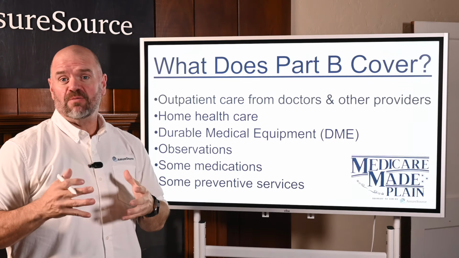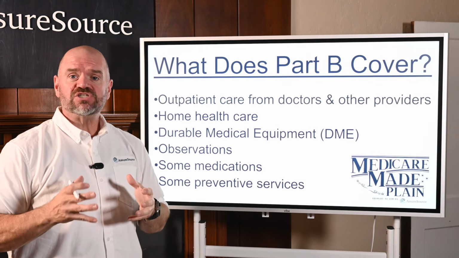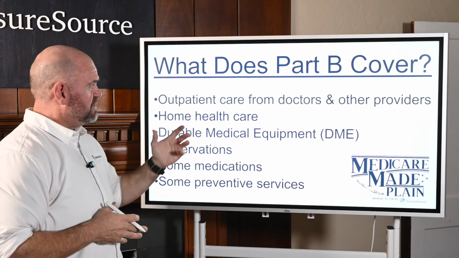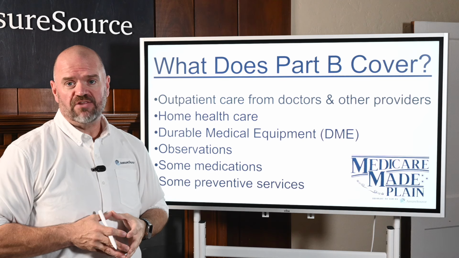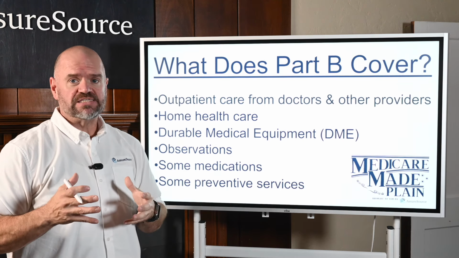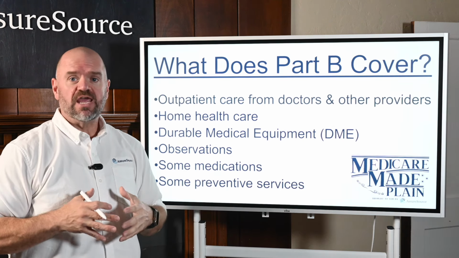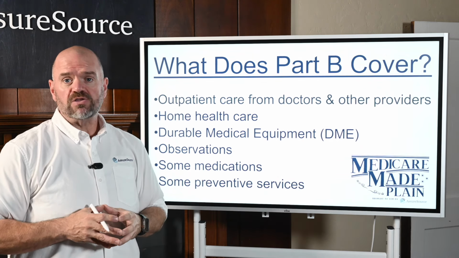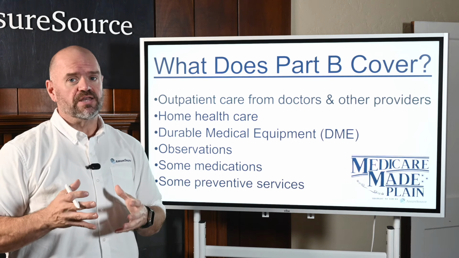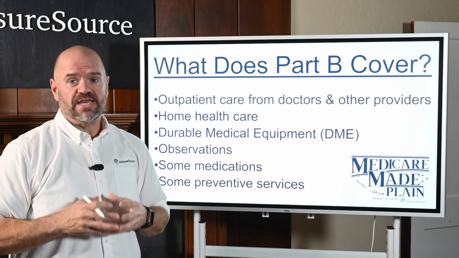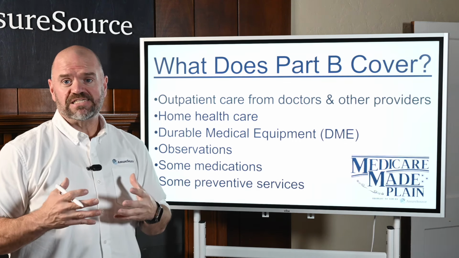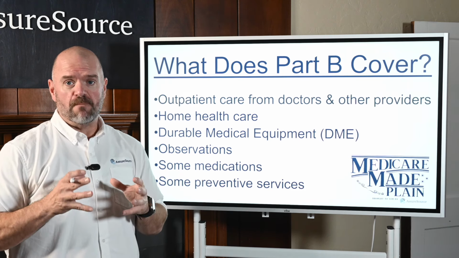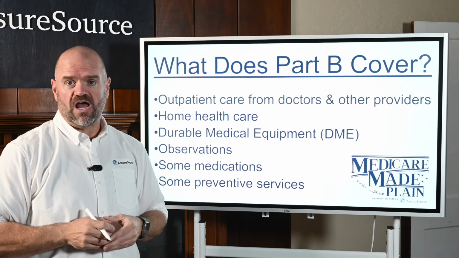So as we begin to talk about the details of Part B, let's start with what Medicare Part B covers. The first thing is outpatient care from doctors and other providers. That's a real fancy way of saying if you go see your primary care physician, if you go see a specialist, it's covered under Medicare Part B. But also anything that you have done in the hospital that is outpatient, whether that be an outpatient surgery or maybe some testing or an emergency room visit, those are all going to be covered under Medicare Part B because you're never admitted into the hospital.